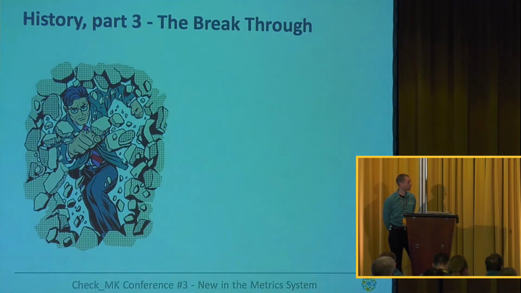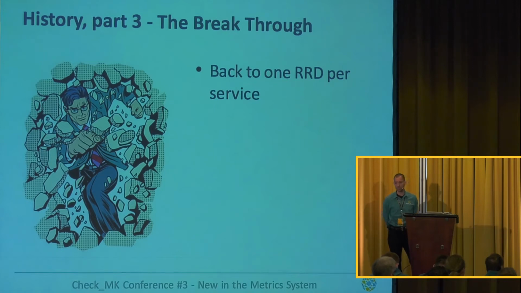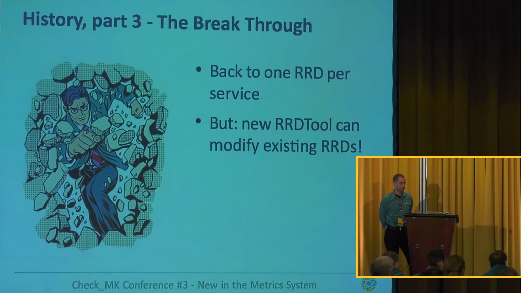So what to do? The breakthrough was that we found a way to go back to one RRD per service, but this needed an extension in the RRDtool. Tobi did develop that for us, or his partner did in the project. So what we can actually do now is take existing round-robin files and change them, and not through an export to XML and back.